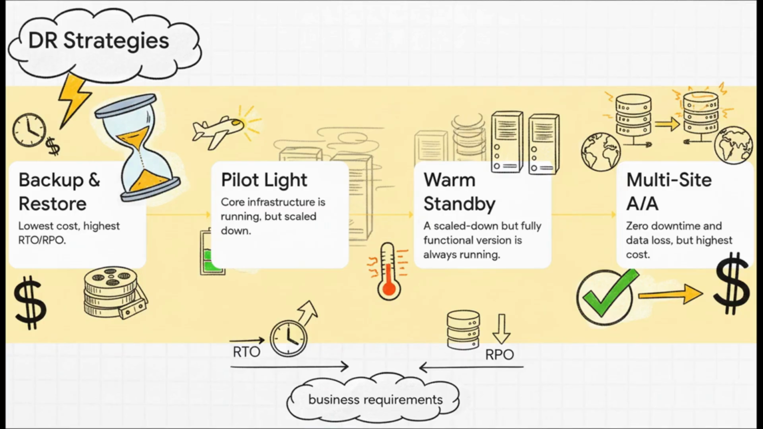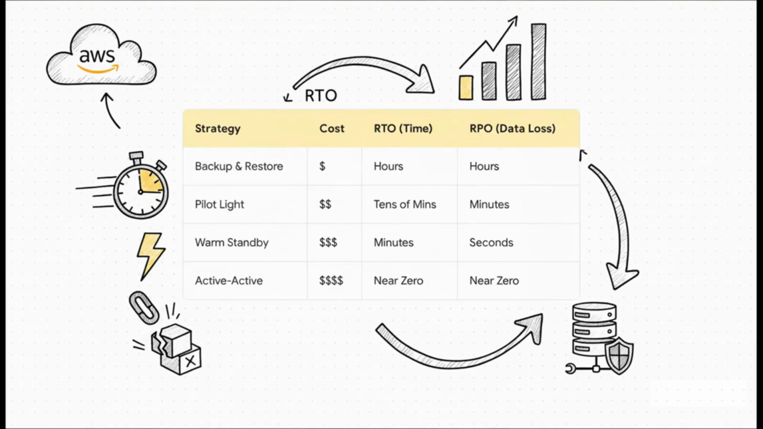The whole key is matching the right strategy to what the business needs, specifically 2 metrics, RTO and RPO. And this table right here, this is your cheat sheet for the exam. It lays out the trade-offs you'll be making constantly. RTO, recovery time objective, is how fast you need to be back online. RPO, recovery point objective, is how much data you can afford to lose.